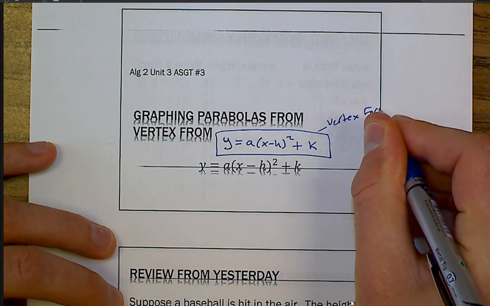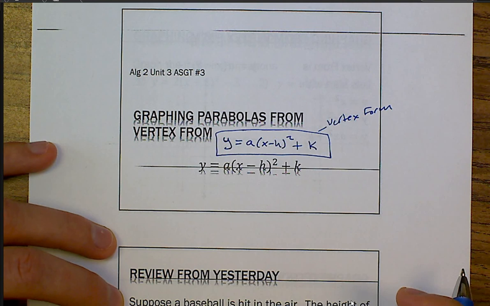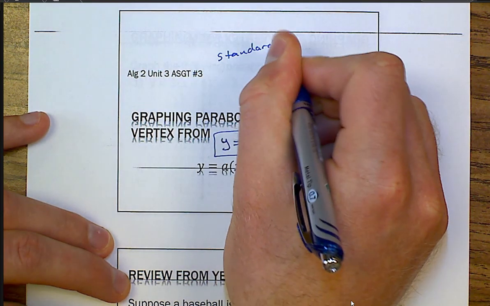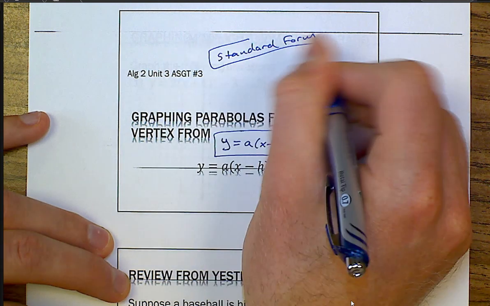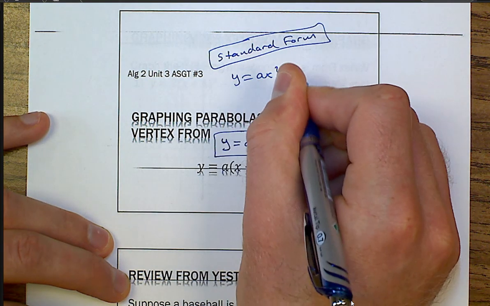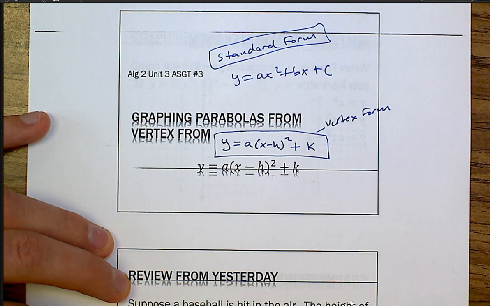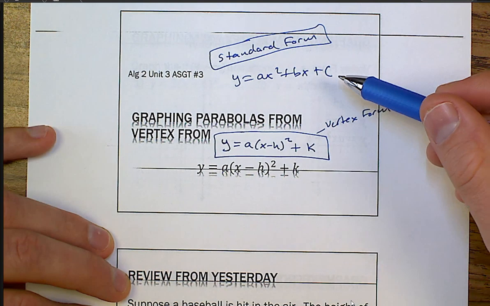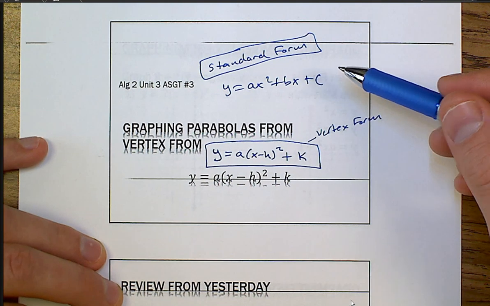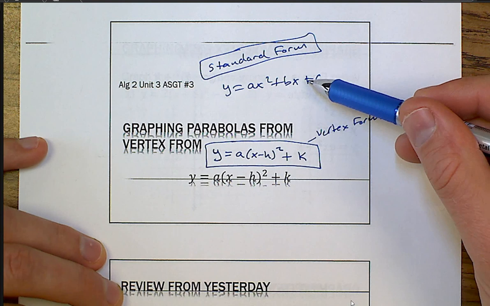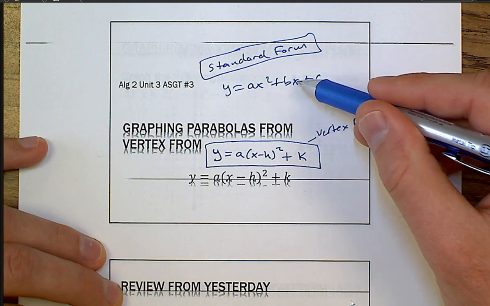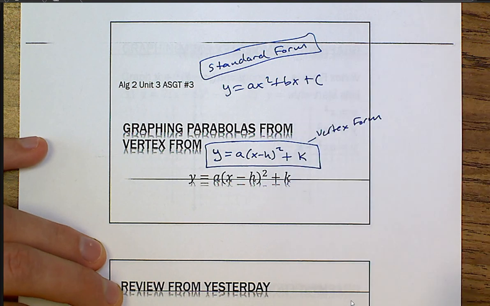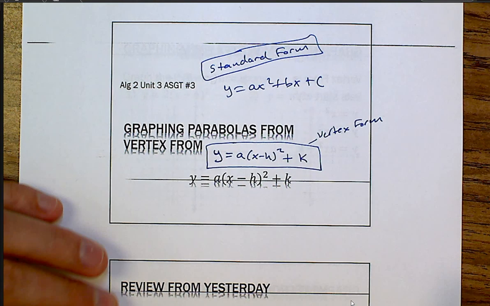All right. Yesterday, or in lesson 2, we talked about standard form, and hopefully you remember standard form. That's y equals ax squared plus bx plus c. So you got to know those two forms. By the end of this lesson, this video, I'm going to ask you to be able to write something in standard form from vertex form, and vertex form to standard form, and go back and forth. That's going to be one of the goals of today's lesson. So you're going to familiarize yourself with that.